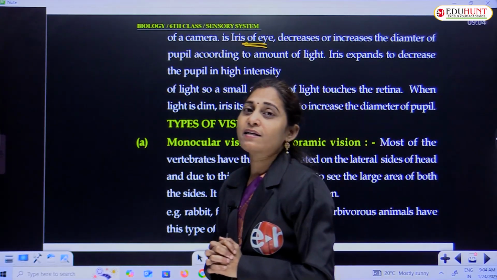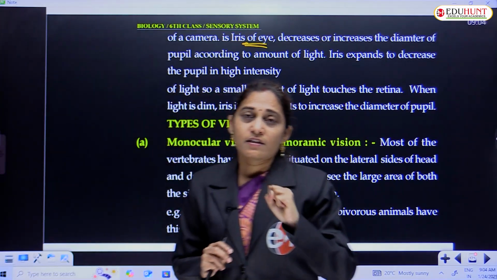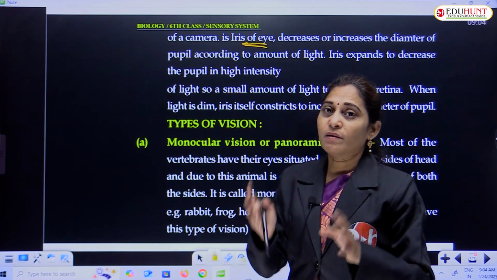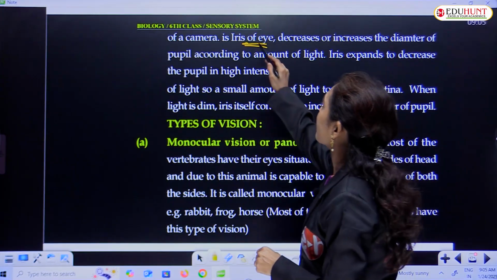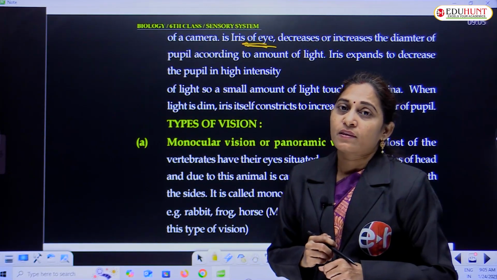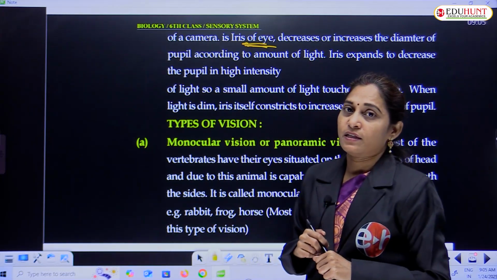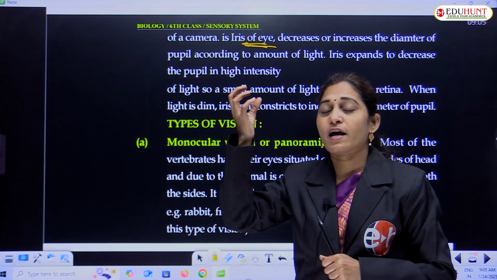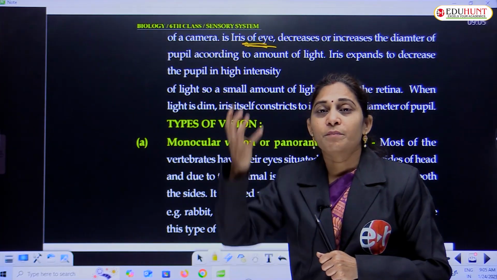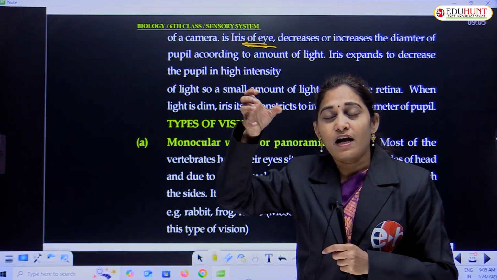Whenever there is a bright light, the iris changes its size, so that the pupil will be decreased. Whenever there is dim light, the reverse case. The iris of the eye works like the diaphragm of the camera. The diaphragm of the camera receives the beam of light, and whenever there is a bright light, it adjusts the aperture.